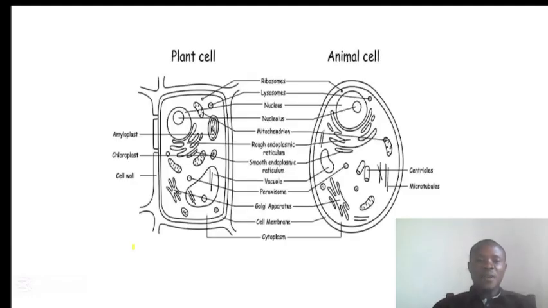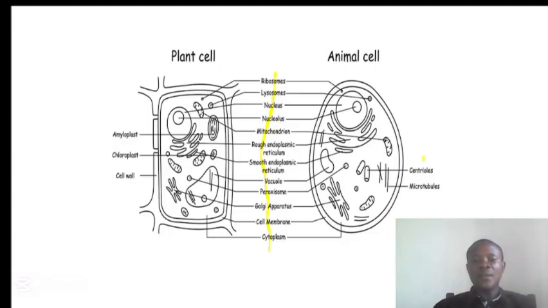On this slide, we have the plant cell, we have the animal cell, and in here you can see a list of structures that are found in both. These are the structures that both the plant and the animal cell have. So if you are asked to give similarities, you can say both of them have the following: 1 ribosome, 2 lysosome, 3 nucleus, 4 nucleolus, 5 mitochondrion, etc.